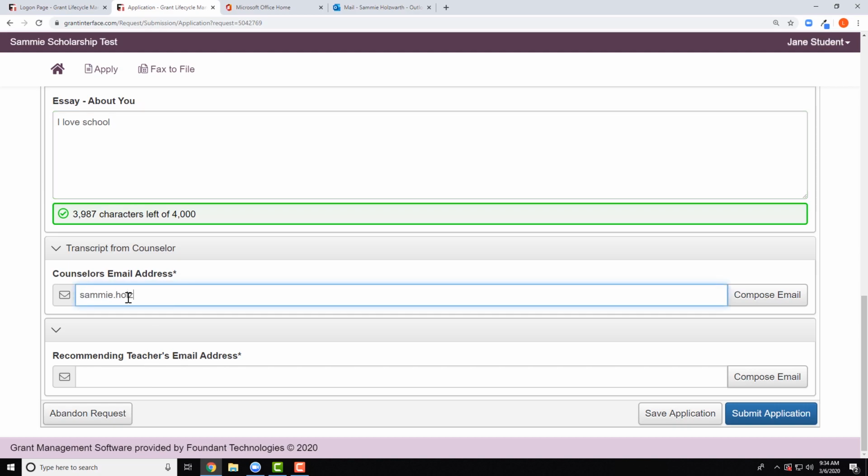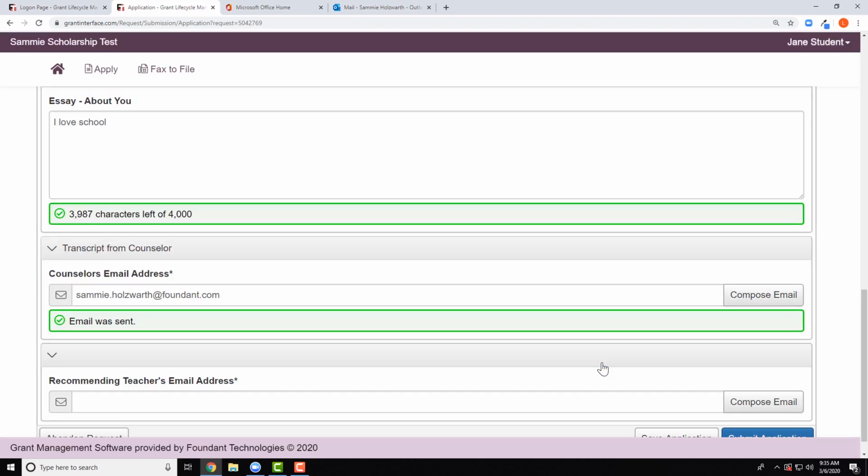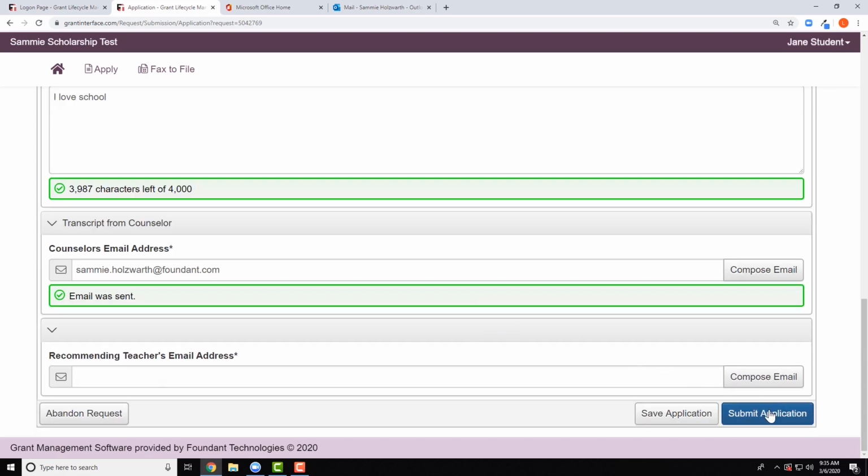Our students are then going to input the email address of the person responsible for providing that info. They will provide an email where they can explain what scholarships they're applying for, information that they would like their counselor to receive, or their recommender to include in their letter. At this point, this work is out of the student's hands and they can continue through their application process.